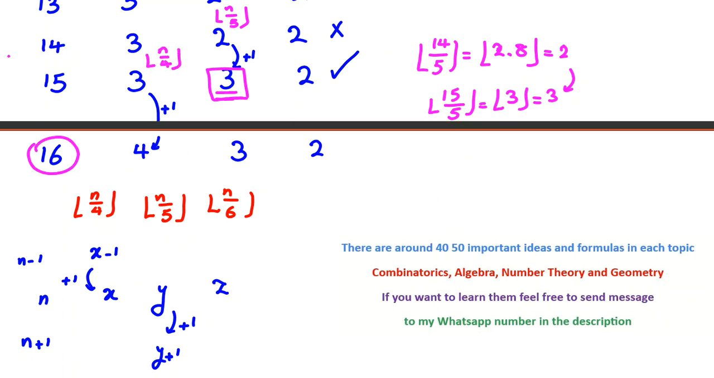16, which is n plus 1, is a multiple of 4 because of the increment here. N plus 1 should be a multiple of 5. And we should consider different cases: 4 and 5, 4 and 6, 5 and 6.